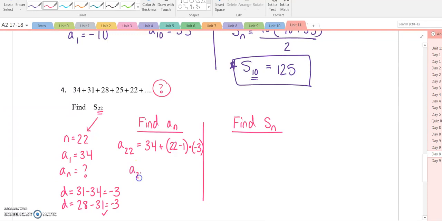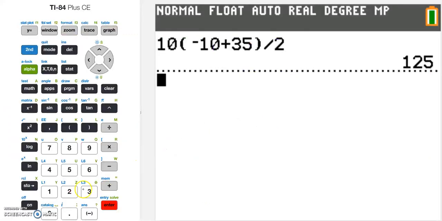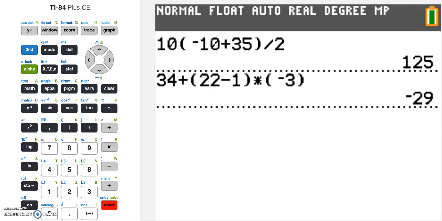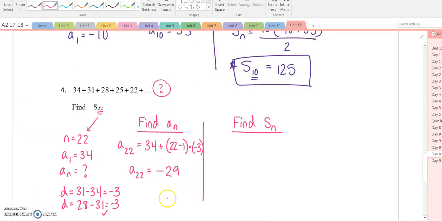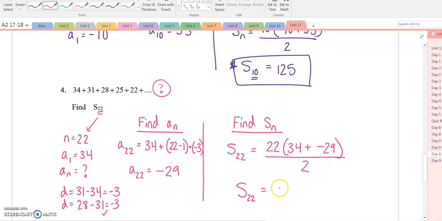And again, I would turn to my calculator to help me type some of this in, because that's always helpful. So 34 plus 22 minus 1 times negative 3. Negative 29. And then I would use that to plug it into my S sub n formula. So S sub 22 is going to be n, so 22, times my first term, 34, plus that last term I just found, divided by 2. And again, we would type it into our calculator, and this time we should get 55 as our sum. Okay, pretty straightforward from there.